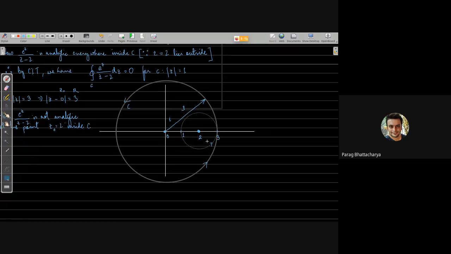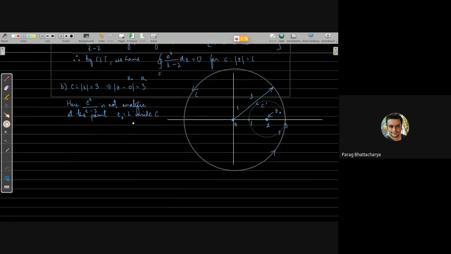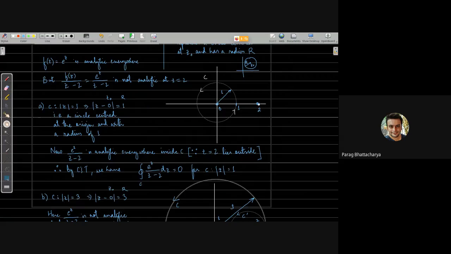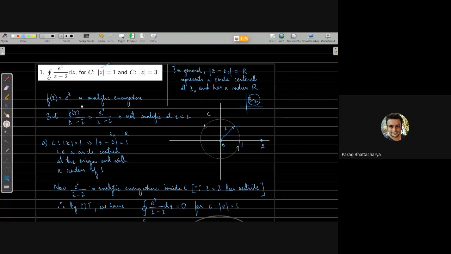Now I got a new path here. This new path we'll call C prime. I could keep on deforming this because the points are always lying inside the region where it is analytic. So now this point becomes your z naught. All you need to do now is find out where the singularity is. The singularity is at 2.